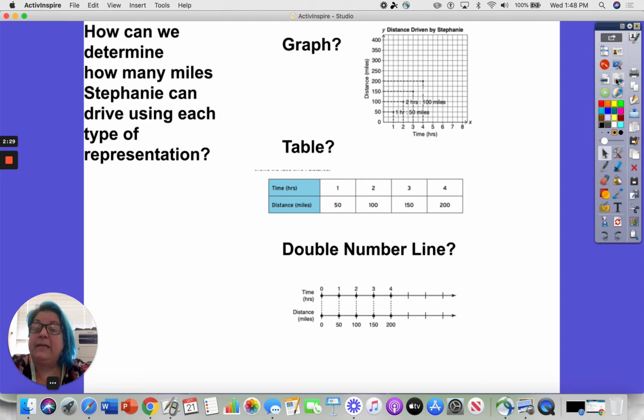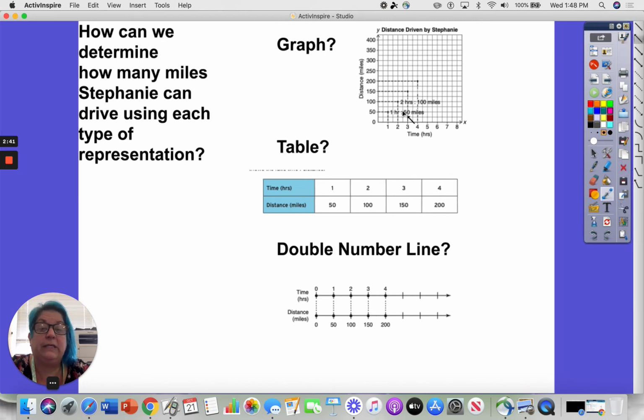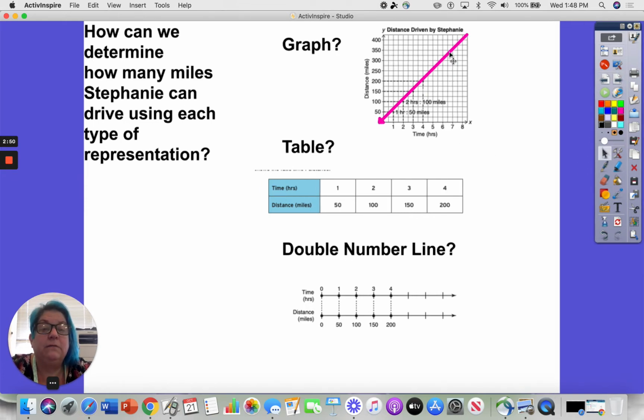So it wants us to determine how many miles Stephanie can drive in 7 hours. I forgot to type that. In 7 hours using each type of representation. So the first one, we are going to draw our line again so we can extrapolate. Oops, I always draw it backwards. My point is at the wrong end. Oh well. And we're going to come up to 7, and we're going to come across, and you see it's 350. Okay, so let me change it to pen. We're going to come up and over, and we come out at 350. And so, according to my graph, my dot is at 350, and that is where we go.